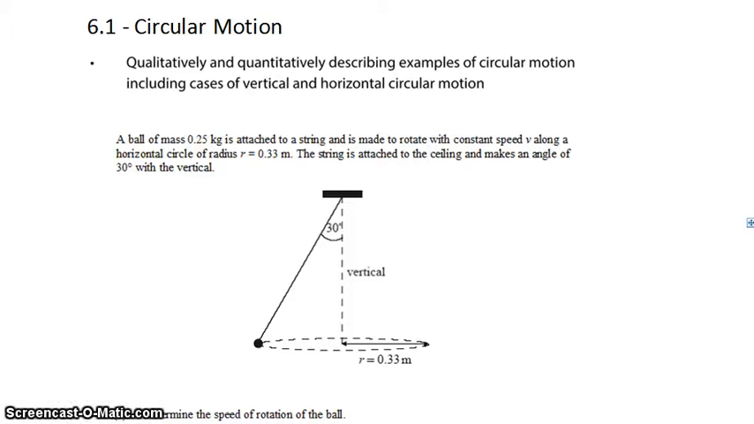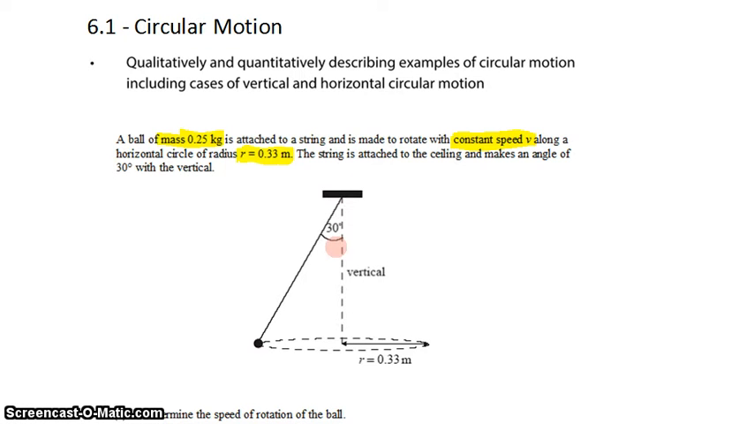David here with a question on problem solving with centripetal forces. In this question, we have a ball hanging from a string from the ceiling, and it's spinning in a circle. The ball has a mass of 1/4 kilogram and is made to rotate at a constant speed v in a horizontal circle with a radius of 1/3 meter.